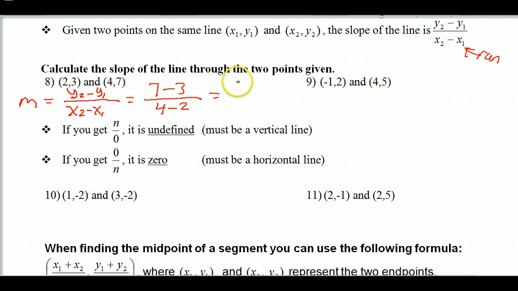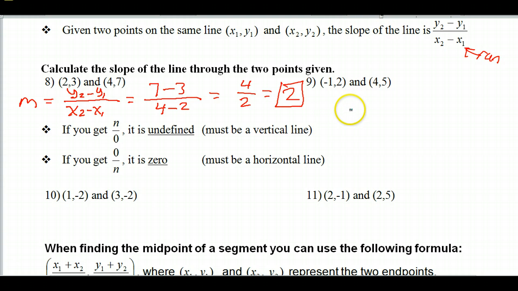So 7 minus 3 is 4. Over 2. Which is? 2. So the final answer would just be 2. So the slope is 2. Simple, but you have to know that formula. I mean, it's a simple little formula, but you have to know it. Slope is y minus y over x minus x. You memorize it if you have to.